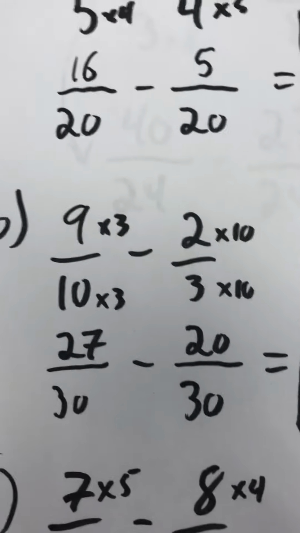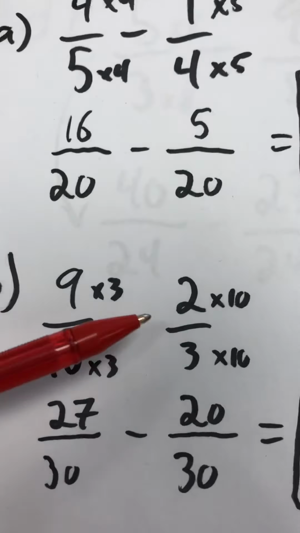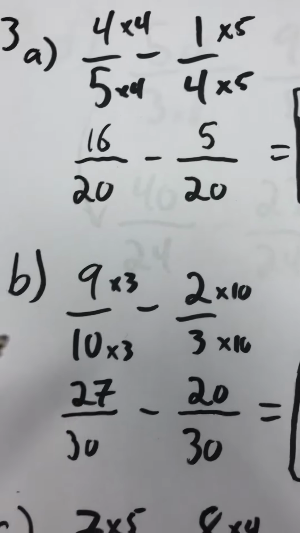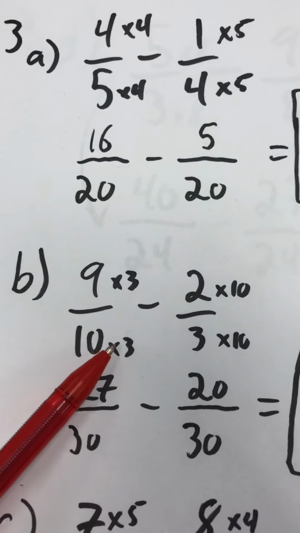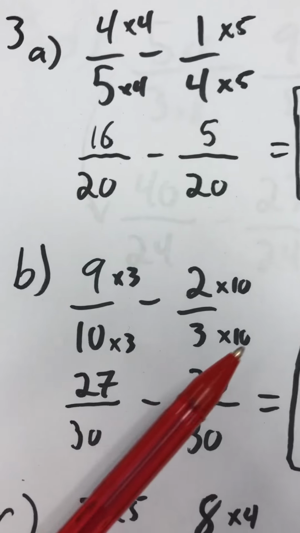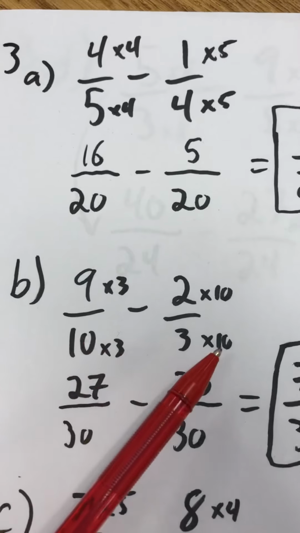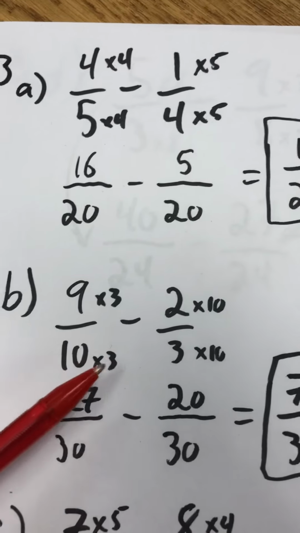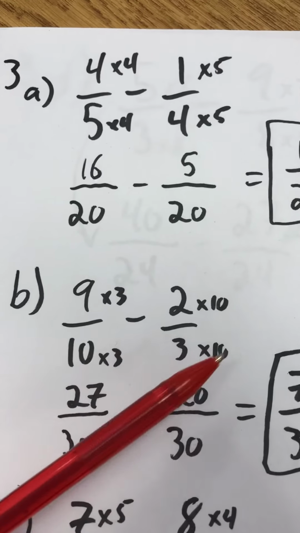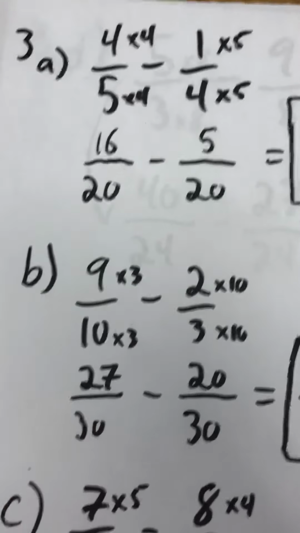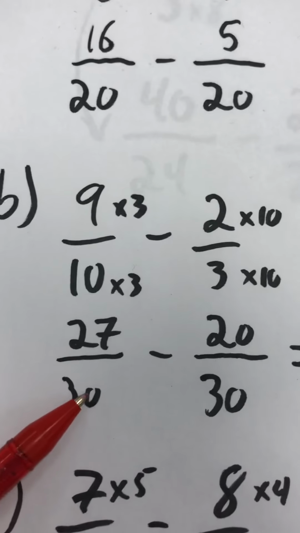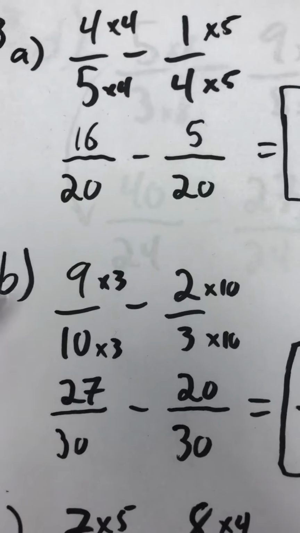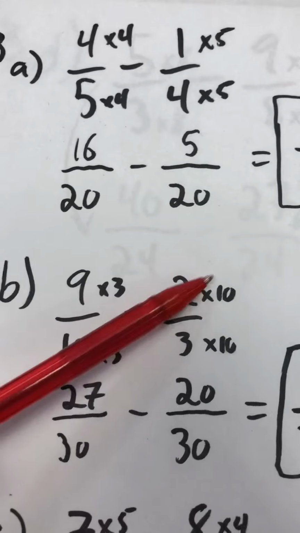B, we have, starting with 9 over 10, subtract 2 over 3. So we use that trick again. We take this number over here and we multiply the 10 by 3. We take this number over here and we multiply this side by 10. So we kind of flipped them. So I go 10 multiplied by 3 to get 30, 3 multiplied by 10 to get 30. We knew we could do that because we got the same denominator. So therefore, do whatever you did to the bottom to the top. 9 times 3 was 27. 2 times 10 was 20.